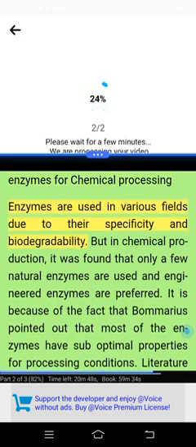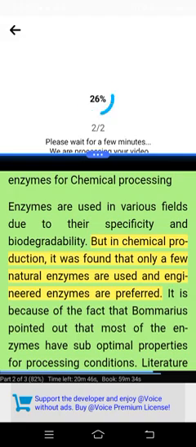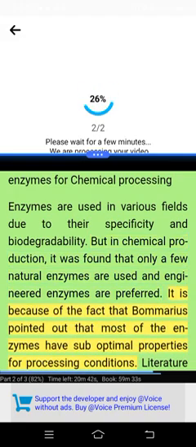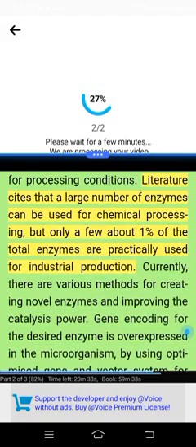Enzymes for chemical processing. Enzymes are used in various fields due to their specificity and biodegradability. But in chemical production, it was found that only a few natural enzymes are used and engineered enzymes are preferred. It is because of the fact that Bornscheuer has pointed out that most of the enzymes have suboptimal properties for processing conditions. Literature cites that a large number of enzymes can be used for chemical processing, but only a few, about 1% of the total enzymes, are practically used for industrial production.